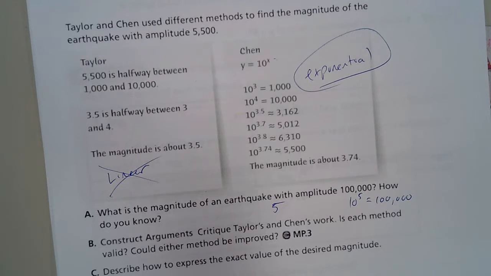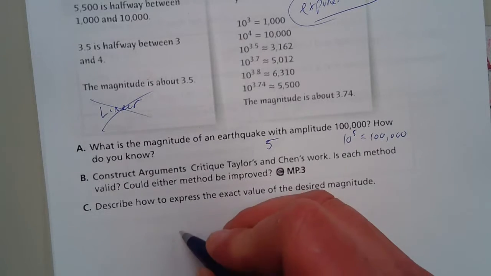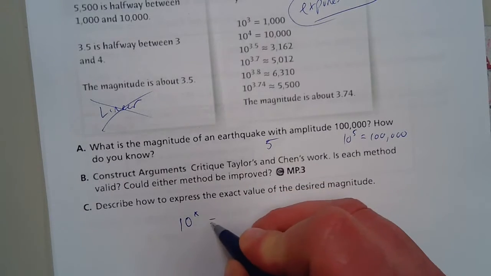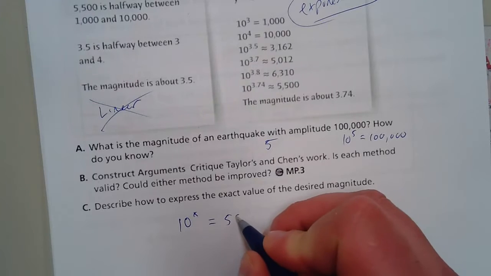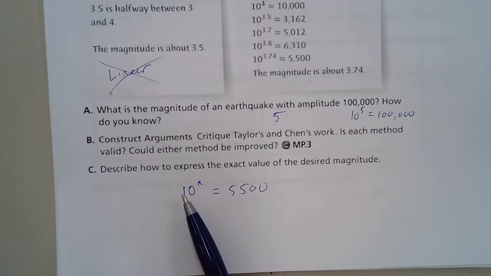Describe how to express the exact value of the desired magnitude. So the thing you run into here is you have 10 to the x equal to some number. We had the one we wanted to figure out, which was 5,500. And he kind of just had to guess and check because he didn't know what to do. And you don't either. At this point, you're about to learn to, but you don't know how to cancel this out.